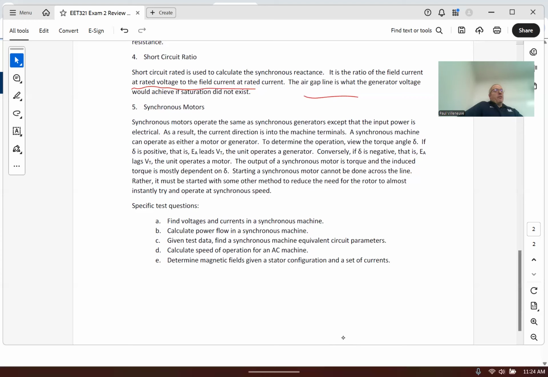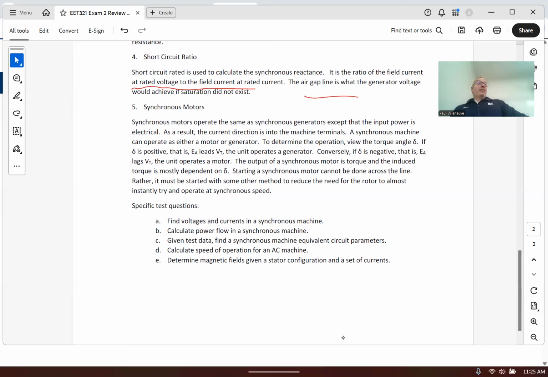But I knocked off a question. Normally I have 6 questions, I only got 5. Find voltages and currents in a synchronous machine. That tells me it's an equivalent circuit: do equivalent circuit calculations. Remember to set the terminal voltage, and be careful if it's Y or delta when using line and phase voltages. Calculate power flow in a synchronous machine. Looks like I'm looking at power flow diagrams, which might be really helpful.